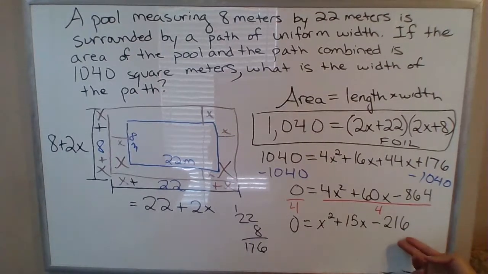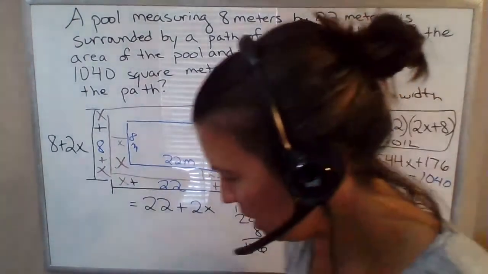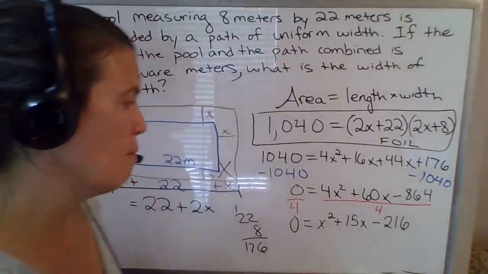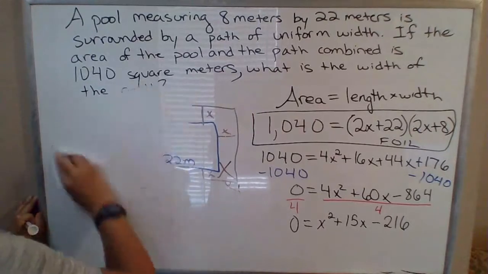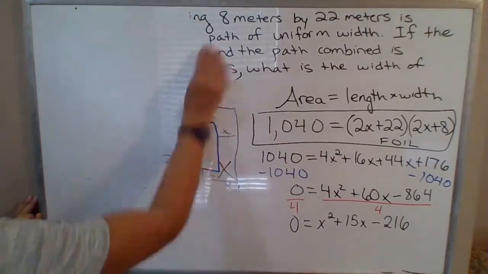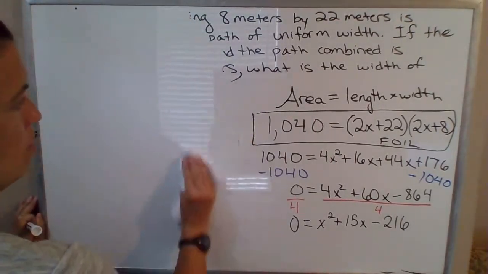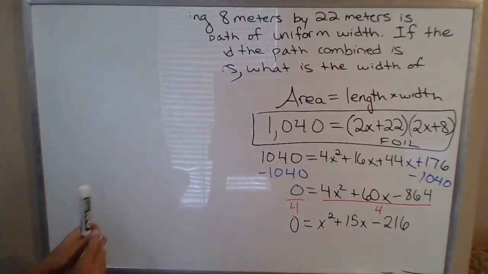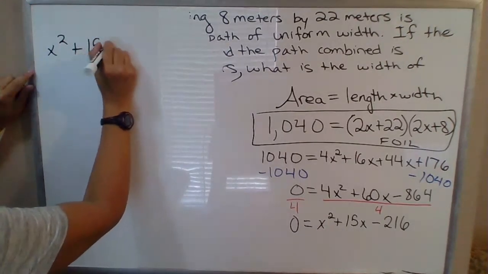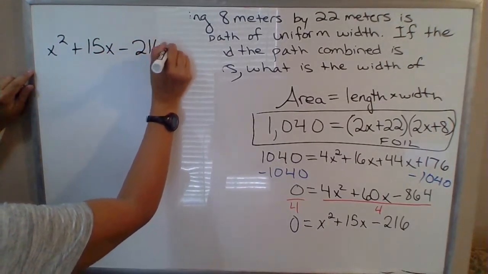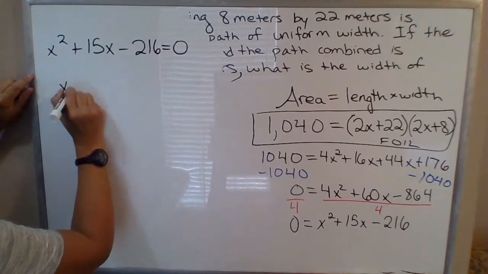Now, I mean, we could sit here and think about, are there two numbers that multiply to give me negative 216 and add up to 15? I don't know about that. To me, that doesn't seem likely. So I'm going to go right to the quadratic formula for this problem. I guess I'll get rid of the statement of the problem here too. Okay, so let me rewrite. We're up to this point. We're trying to solve this quadratic equation.